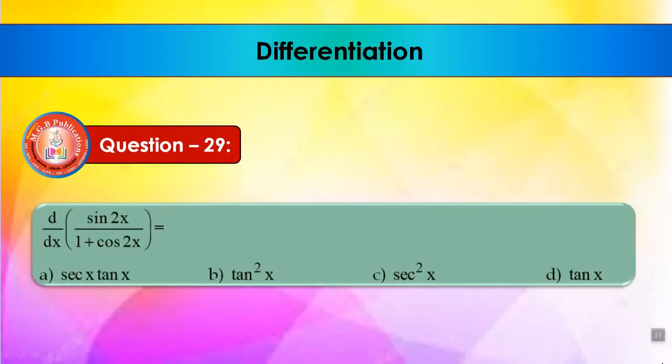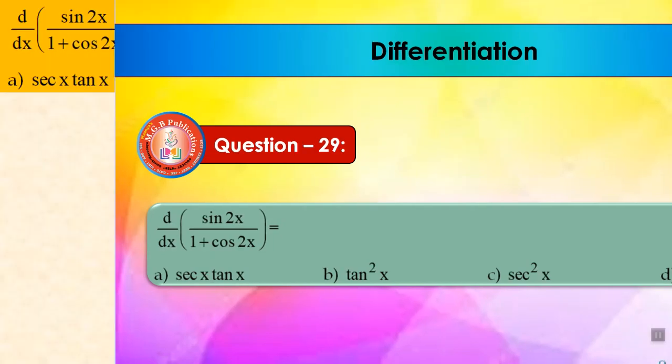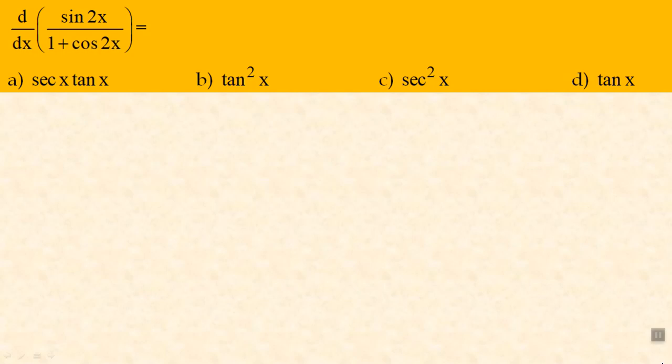Dear students, see the question number 29. Read the question and write it. The question is d by dx of sine 2x divided by 1 plus cos 2x is equals to. Options are secant x into tan x, tan square x, secant square x, tan x.